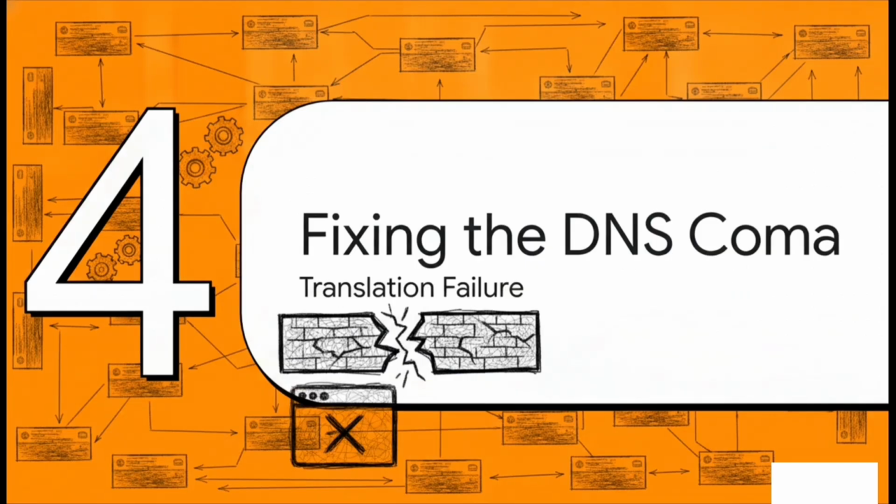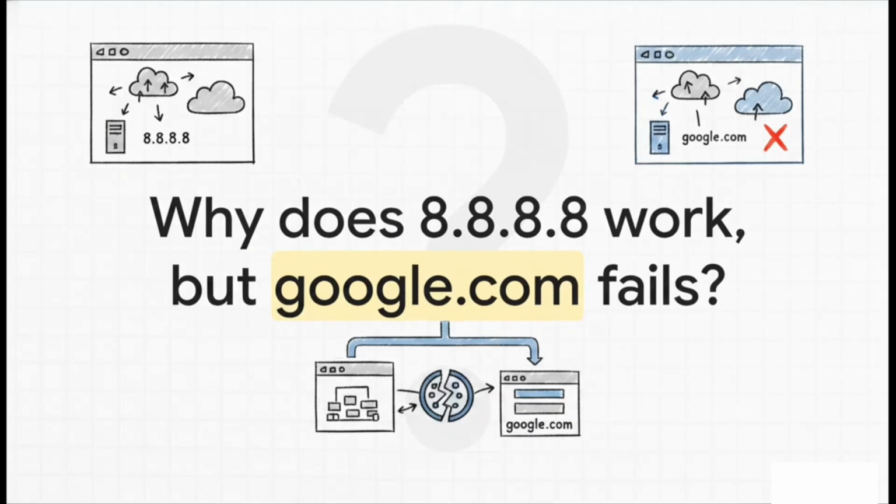Let's shift gears to part 4, fixing the DNS coma. Okay, so we have routing, and it's persistent. But if you open a browser right now, it will still fail. We've hit the final major hurdle, the translation layer failure.